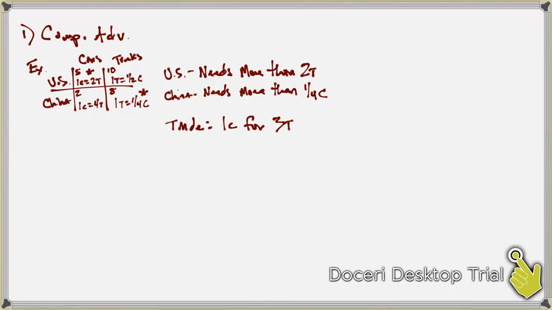First, I'm going to start with the U.S. because I know that the U.S. has cars, since that's what they have the comparative advantage in. And the U.S. is going to trade a car and needs more than 2 trucks. So the trade has to always be greater than the cost. That's what I'm comparing, the trade to the cost. Well, 3 trucks is greater than 2. That was the cost. So the U.S. would agree to that trade. So I'll put a little check. U.S. agrees.